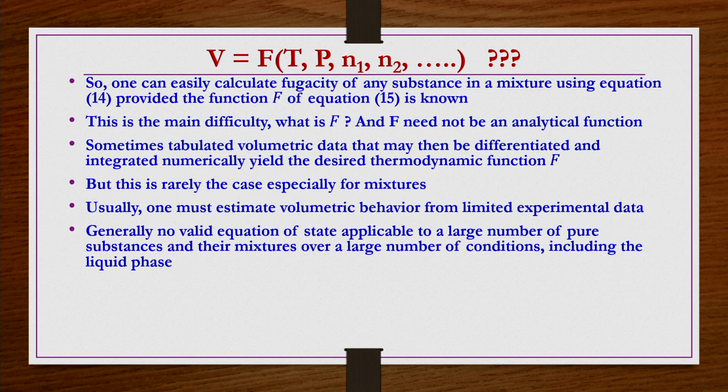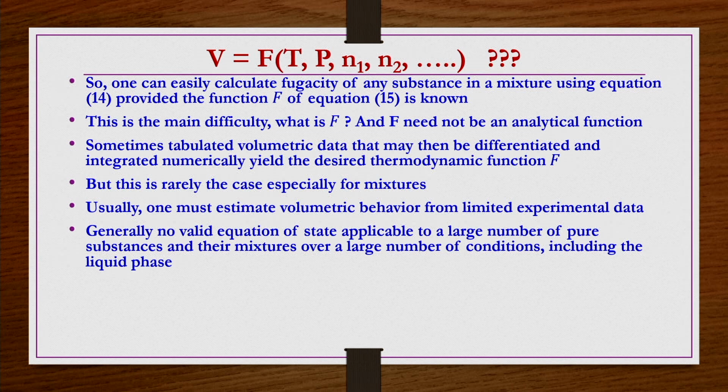Generally, there is no valid equation of state applicable to a large number of pure substances and their mixtures over a large number of conditions, including the liquid phases. So, that means we have a large number of models. We have to take them one by one, write those equations of state in volume explicit form, use that to find out Vi bar, substitute Vi bar in equation number 14 and get the fugacity coefficient of any component i, okay.